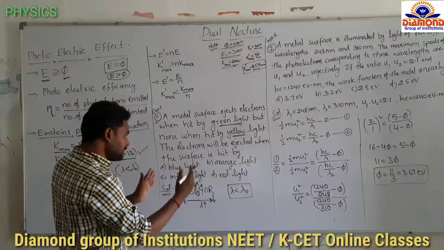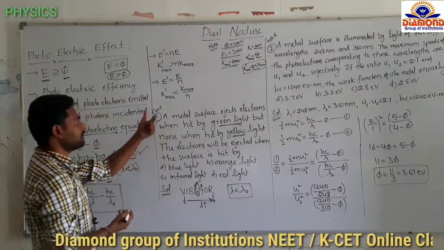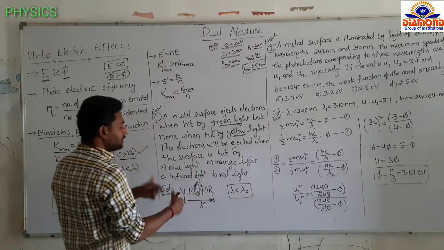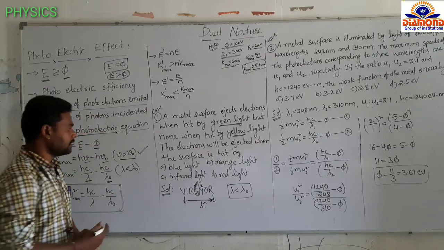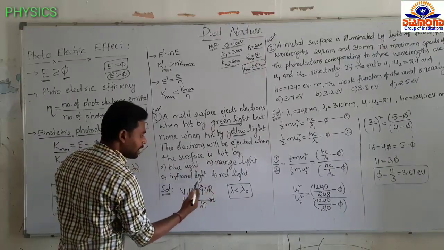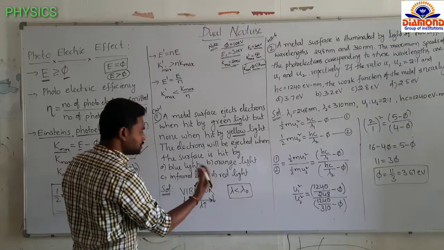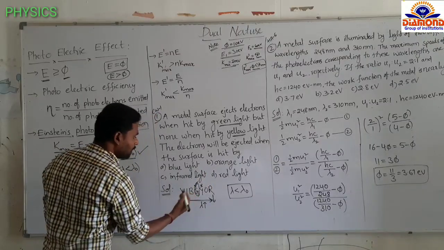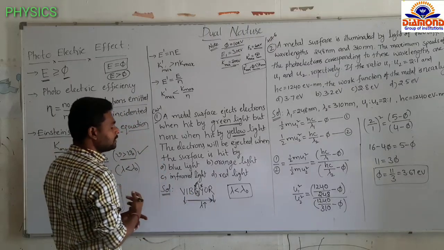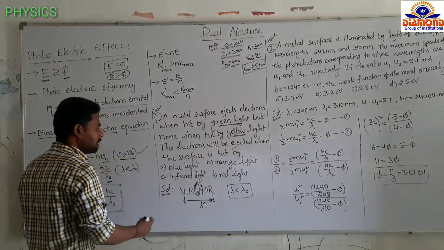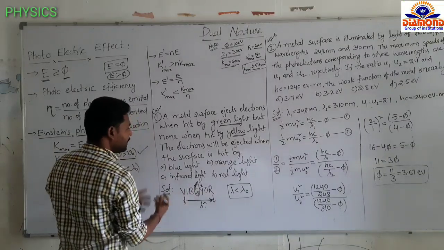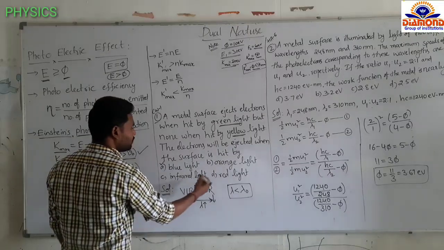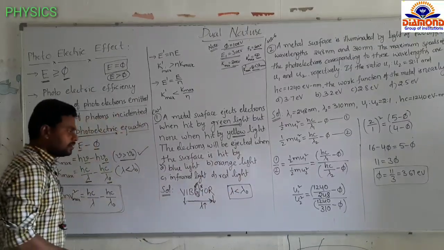If the wavelength is less than the threshold wavelength, the surface will emit the electron. If the wavelength is greater than the threshold wavelength, the surface will not emit the electron. Yellow, orange and red have wavelengths more than green, so they will not emit electrons. Violet, indigo and blue have wavelengths less than green, so they will emit the electron. In the options, blue is the right answer. Orange, infrared and red light should not emit the electron.